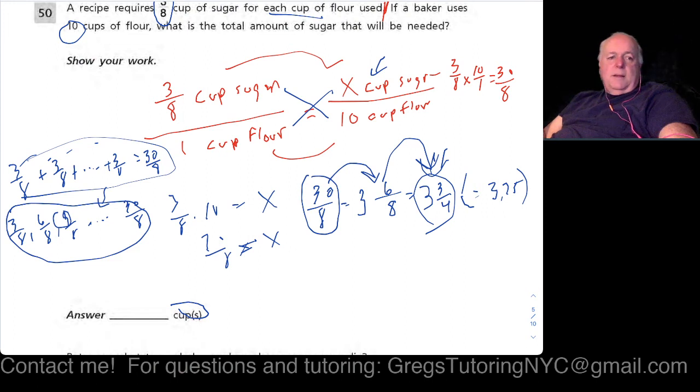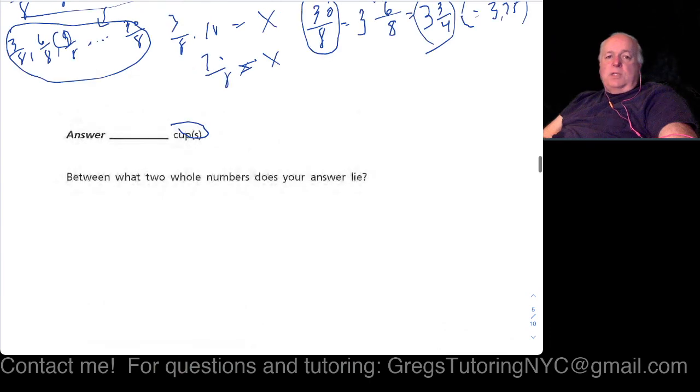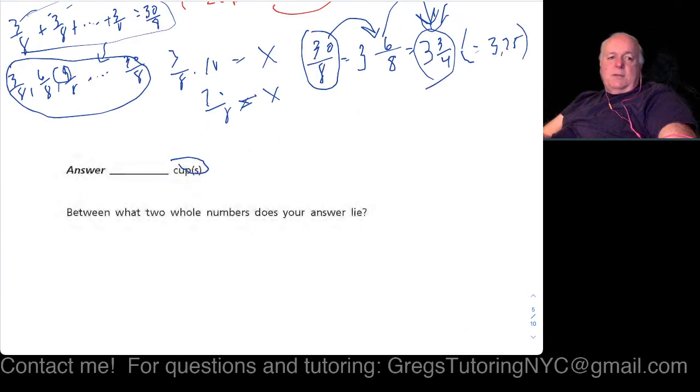Okay. Then they're going to ask you between which 2 numbers. So the answer here was 3 3/4. Whoops. Here, let me get rid of that for a second.